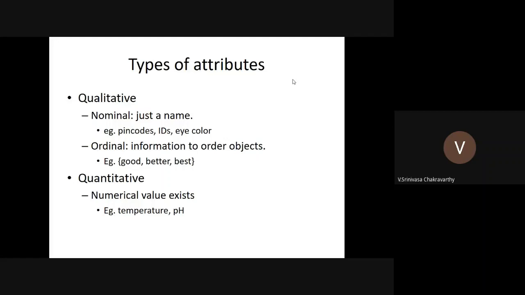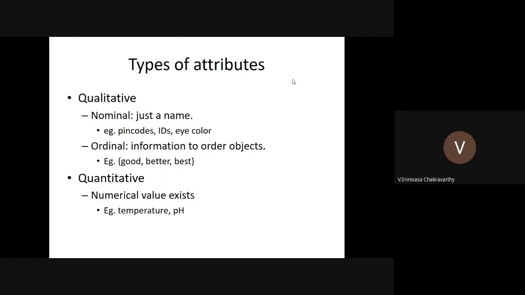Take eye color. Eye color is a qualitative thing. You cannot perform operations. You cannot say which is bigger, which is smaller, or whether they are equal. You cannot add up colors, things like that. So that is the first subcategory of qualitative. Then you have ordinal, which is something in between, completely unlike nominal, which is purely qualitative, and completely unlike numerical, which is purely quantitative.